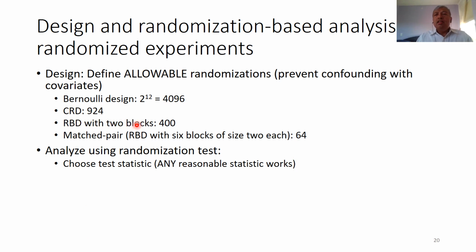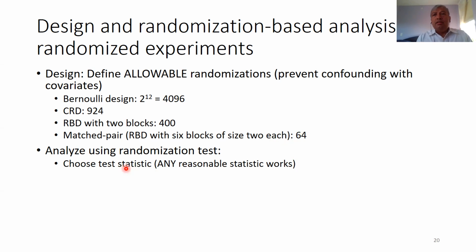In the completely randomized design, we had 924 randomizations which are allowable. In the randomized block design with 2 blocks, there are 400 allowable randomizations. In the matched pair design, there are 64 allowable randomizations. So as we move up the scale, tightening the comparison and making sure that we are comparing more and more balanced groups by blocking on something which can create a confounding effect, we are slowly improving the balance, but the total number of randomizations is going down.